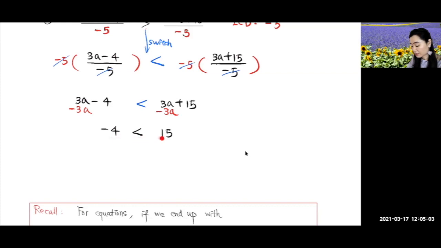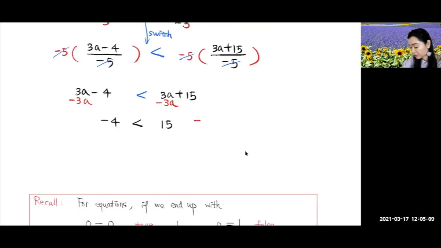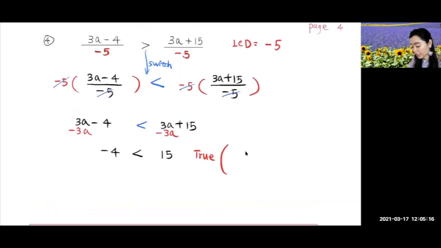Is this true or not? Is -4 less than 15? It's true. Yeah, that's true. Okay. So this is true, and no matter what this a is equal to, this is always true. So this inequality comes from this one. That means this one here is always true, no matter what this a is equal to. Okay? Because that is equivalent to this. So true, no matter what this a is equal to.